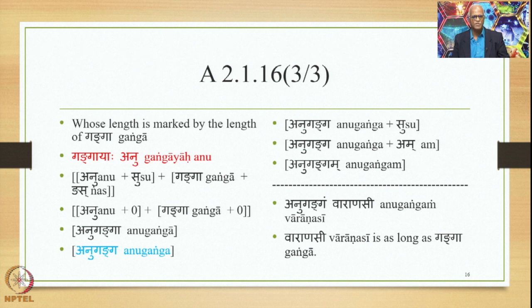When we use it in the sentence, we say anugangam Varanasi. What it means is that Varanasi is as long as the Ganga. So the length of Varanasi is measured by the length of the river Ganga. Ganga dairghena Varanasi dairgham gamyate. That is how the commentators put it. This is how we can explain the sutra Yasya Chayamaha.